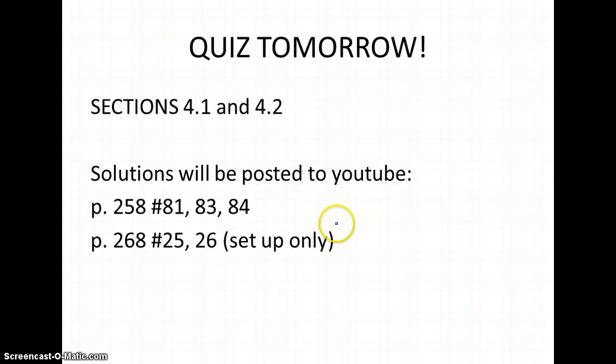Okay, so these are the questions I said to focus on for your quiz. And I also said from section 4.1, numbers 15 to 44. I won't post solutions to that, but that was what our classwork and homework problems that I told you to focus on. That's all on the indefinite integral practice.